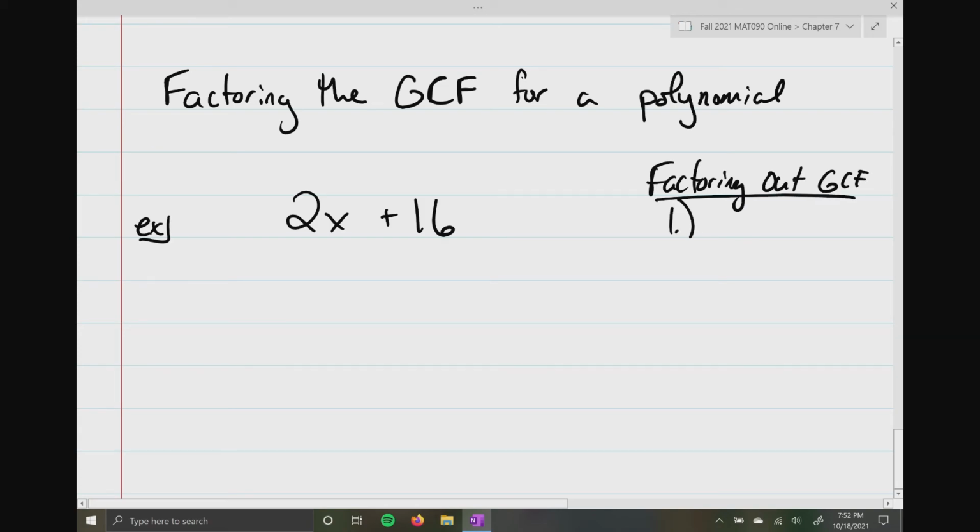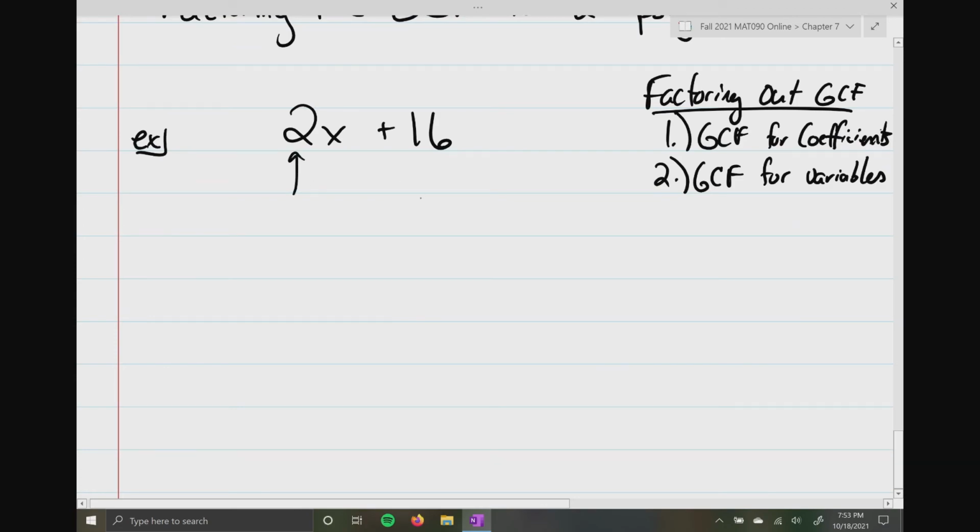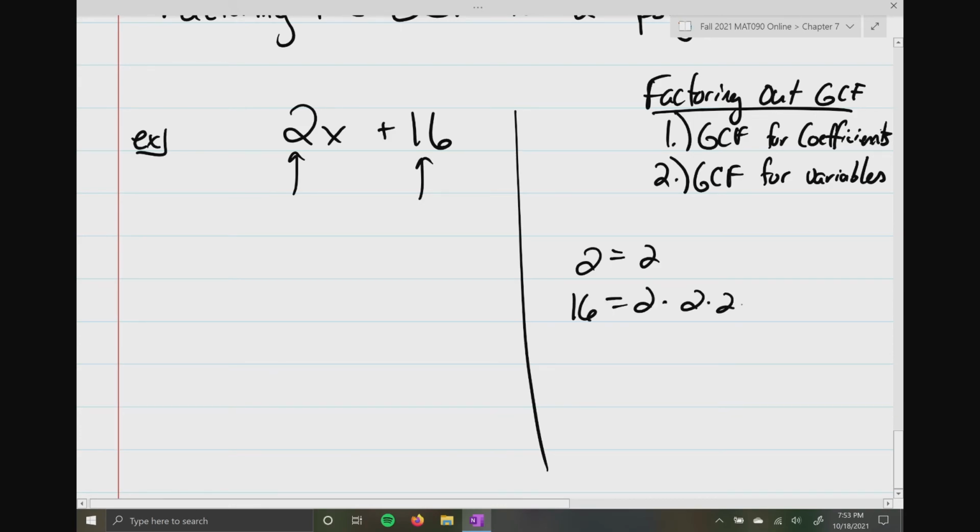You always want to ask yourself 2 questions. Number 1, what's the GCF for the coefficients? And then number 2, what's the GCF for the variables? Now, you might have one or the other or both. You don't know. Every problem's different. But these are the questions you ask yourself. First, GCF for the coefficients. If I look at the coefficients, I have a 2 and a 16. Off to the right-hand side, 2 is prime, so I write 2 again. 16 is 2 times 2 times 2 times 2. Remember, we're only looking at the overlap, which is right here.